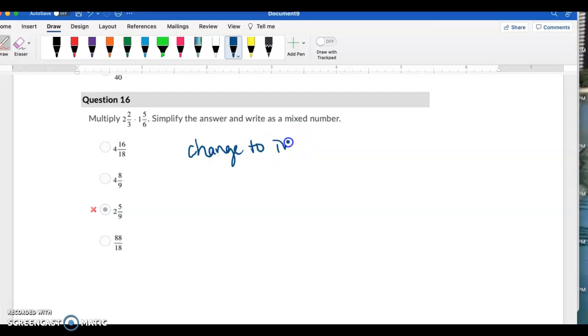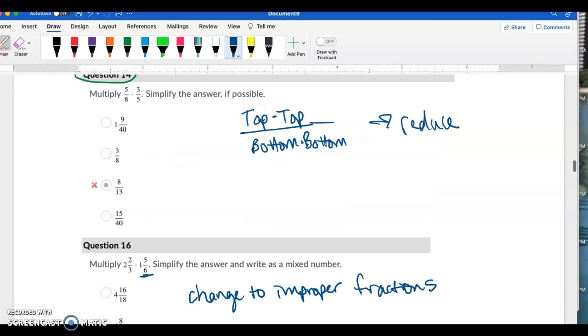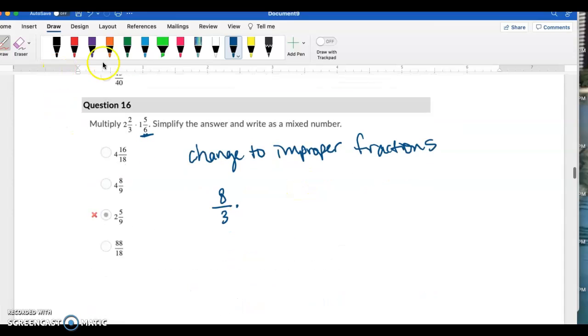And then 16, first we need to change to an improper fraction, which you will recall from one of the problems up at the beginning there. So I'll do the first one for you. So 2 times 3 is 6, plus 2 is 8, so it's 8/3 times, and then change this one, and then again, do top times top. Let me just make sure that looks like a multiplication sign. Top times top, bottom times bottom, and reduce. Okay, so let's try that one.